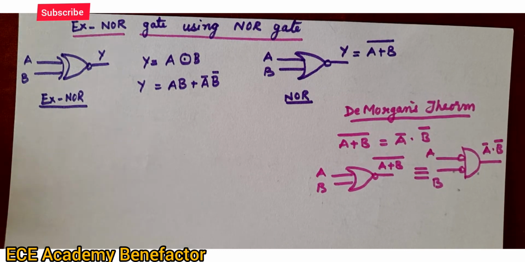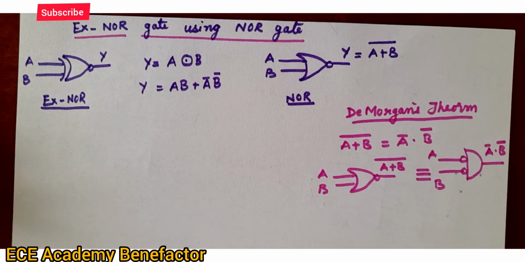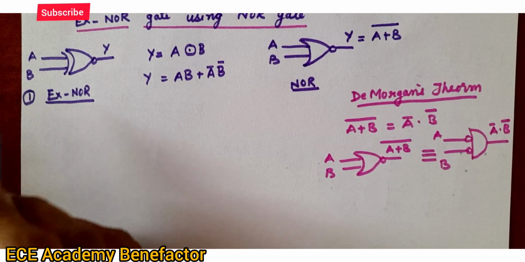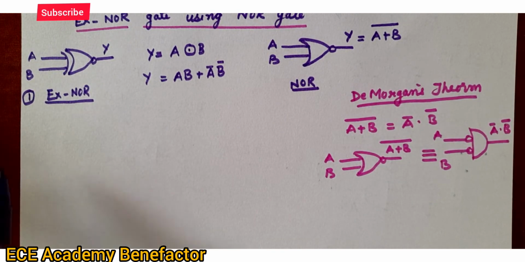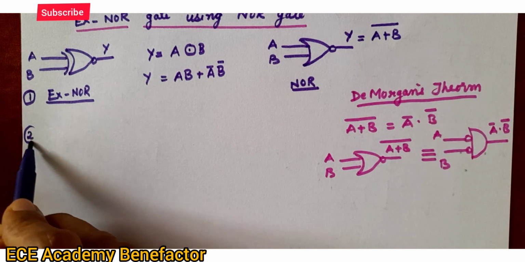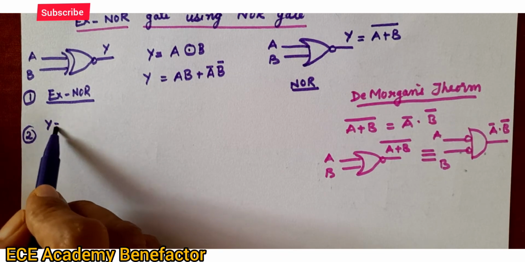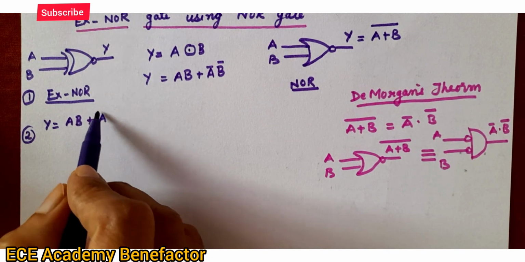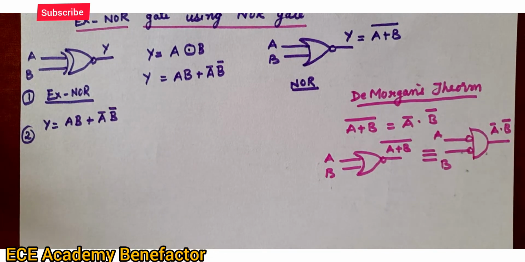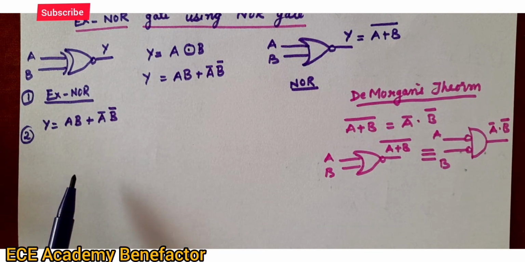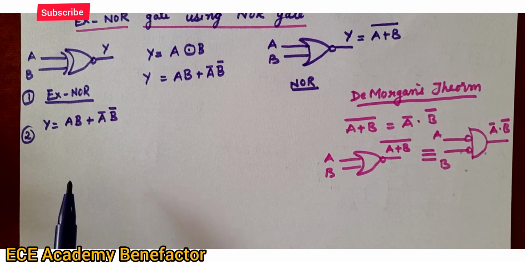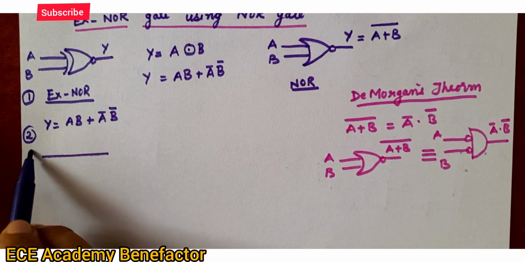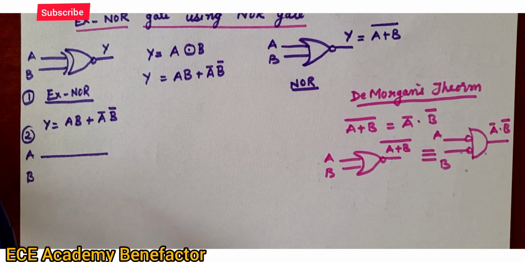Okay, so let us draw the elaborate steps. First step, you have understood how to draw the logical symbol of XNOR gate. Second step is, the expression of XNOR is AB plus A bar B bar. You have to draw this circuit using AND, OR and NOT gates. The inputs here are A and B.